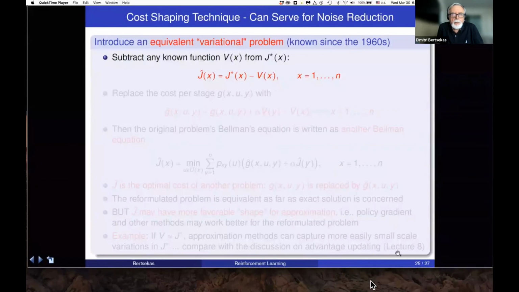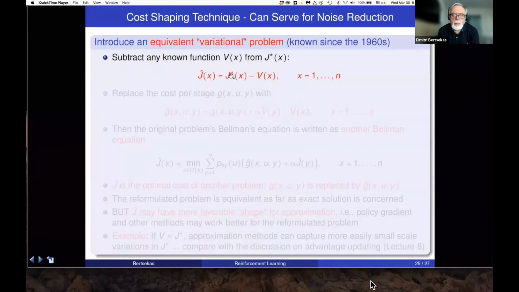Okay, this is an old idea. It's called cost shaping. The idea is to transform the problem so that the noise is not so much a difficulty. So we take the original problem. We're talking now about discounted dynamic programming and its cost function, J star of x. x is the initial condition. J star is the optimal cost function. And you have some function, any function, some known function, V of x, and you subtract it out of J star. So in some sense, you do a translation of J star with this V of x function.